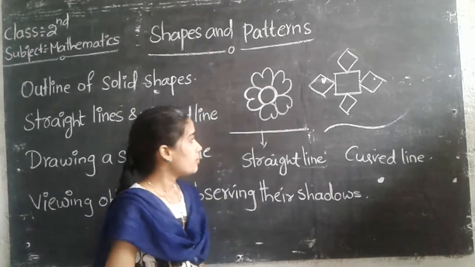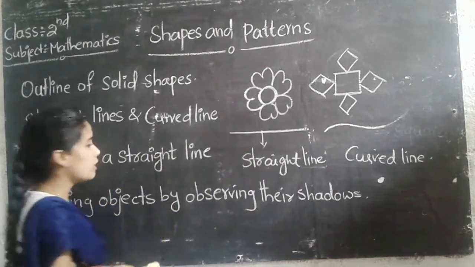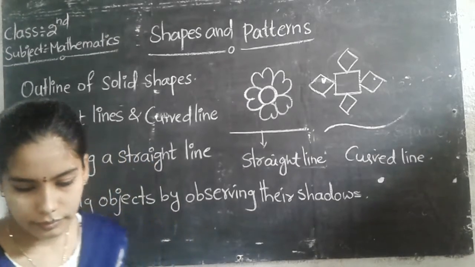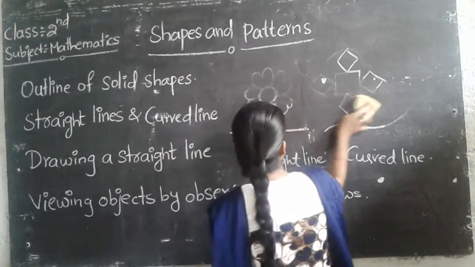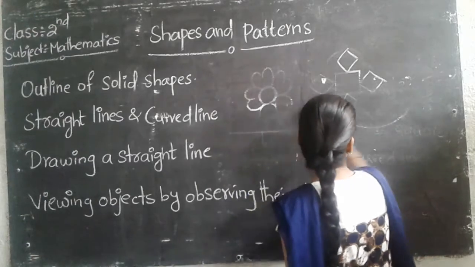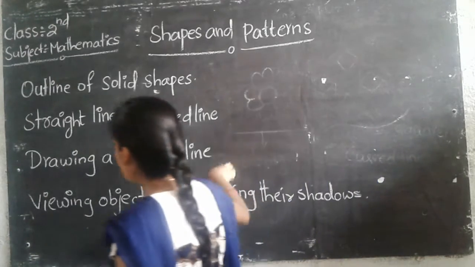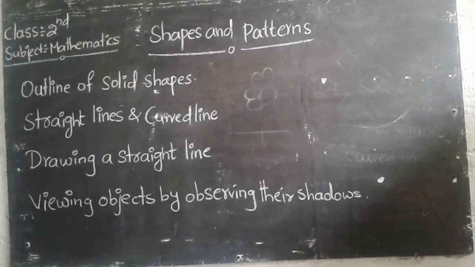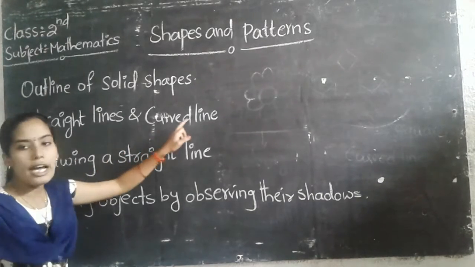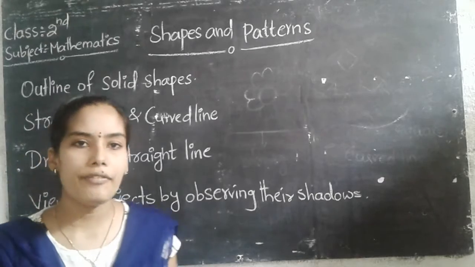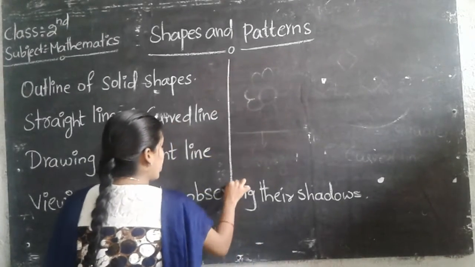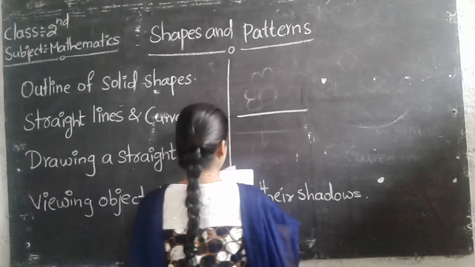Okay, this is about straight line, curved line. And the next one, children, drawing a straight line. In straight lines and curved lines, in straight line we have three different types of lines. What are they? Let us see.